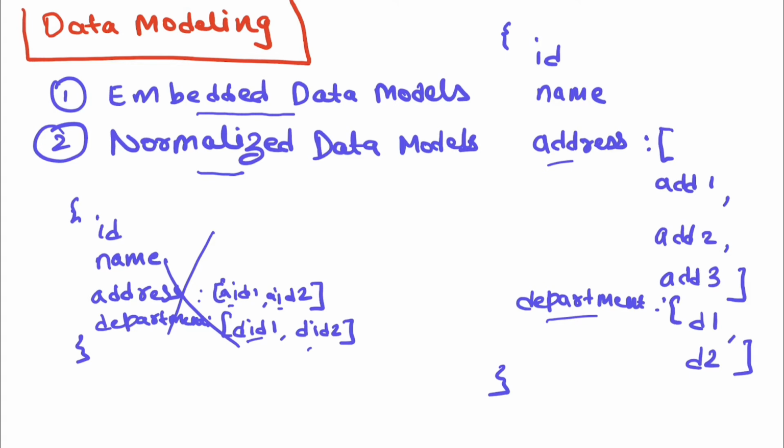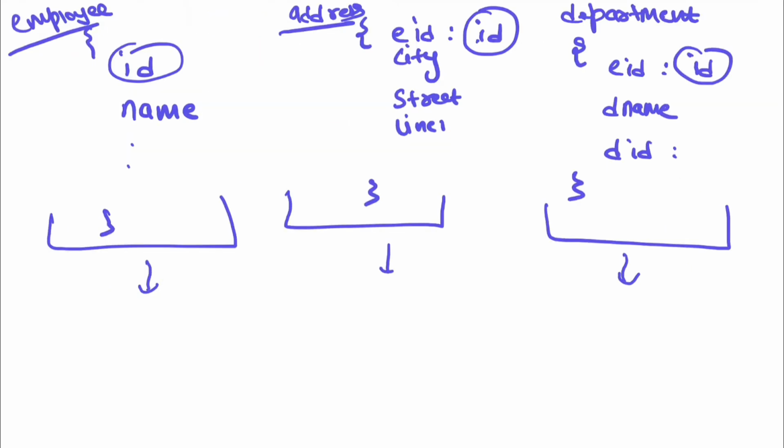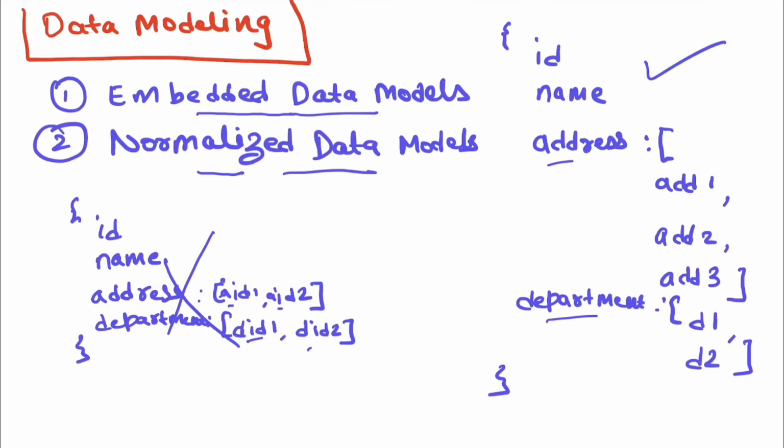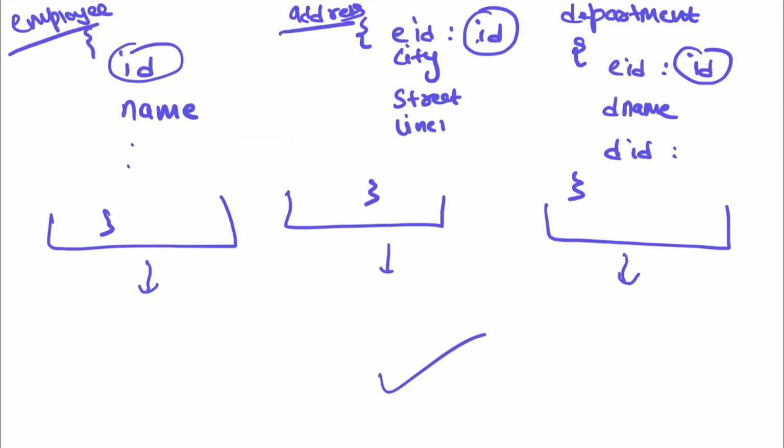So this is called normalized data models, and this is called embedded data models. These two types of data models are supported within MongoDB. Now within data models, when you are saving your document, I just wanted to give one overview of one of the concepts which is called database reference.